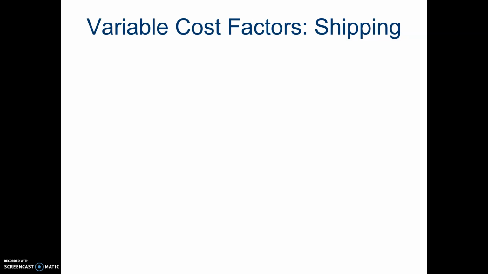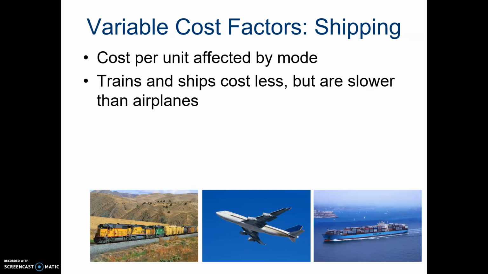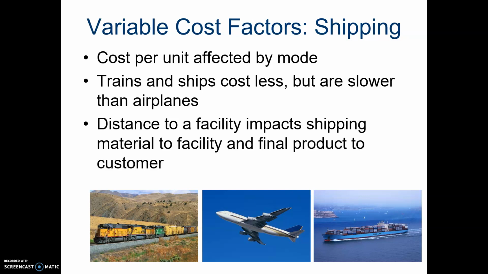Shipping costs are often affected by the speed at which product must be delivered or material goods must be received. Shipping by train or boat is less expensive per pound, but is much slower. Plant location selection affects the shipping cost to and from a facility. So we have to look at cost per unit is affected by what mode we use. Trains and ships cost less but are slower than airplanes. Distance to a facility impacts the shipping.